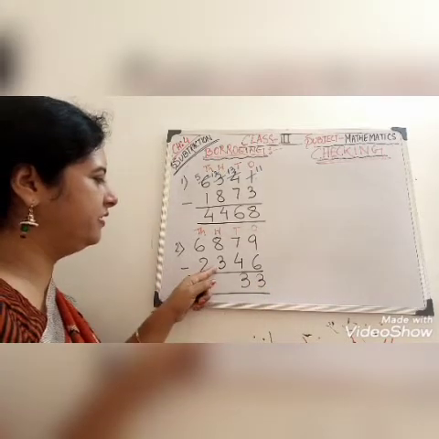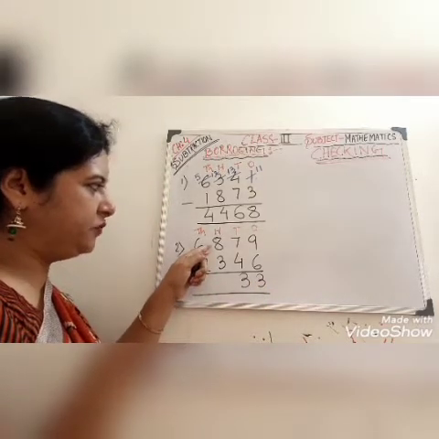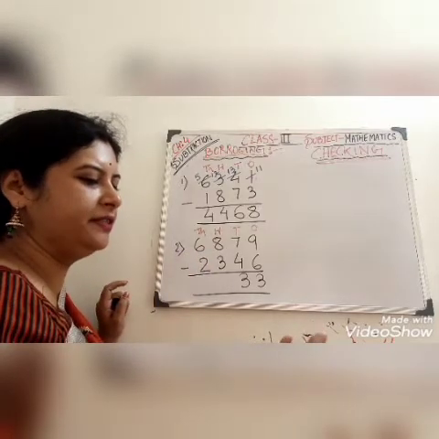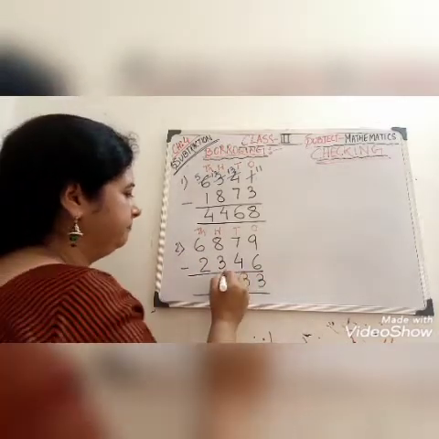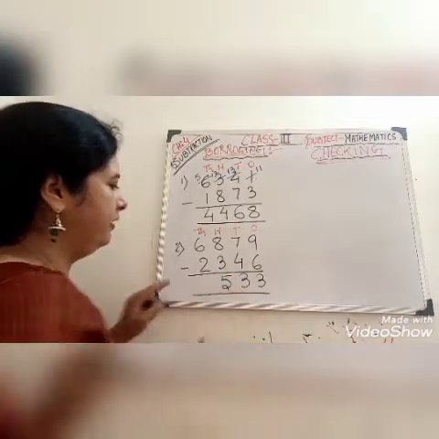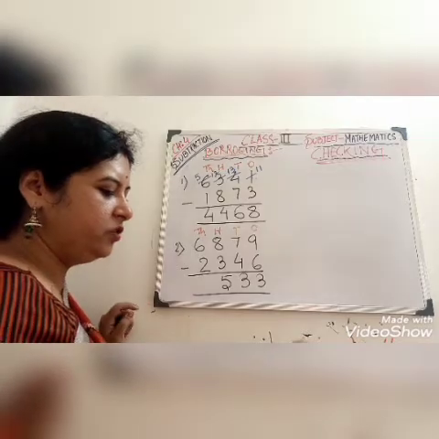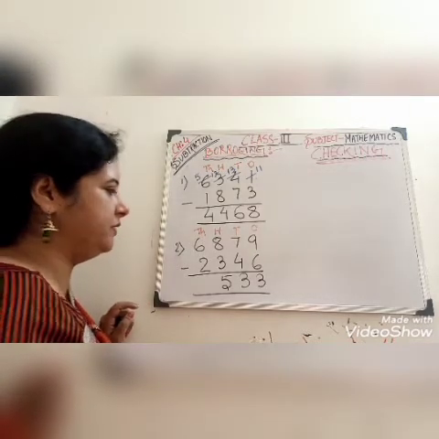Next, after 3, subtract 3 from 8. After 3, 4, 5, 6, 7, 8. Next, subtract 2 from 6. After 2, 3, 4, 5, 6.